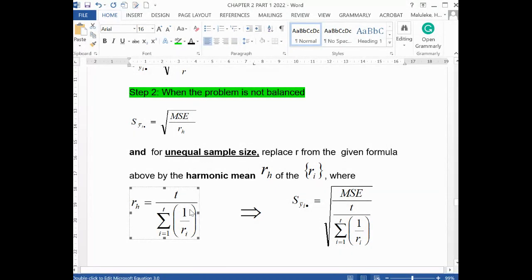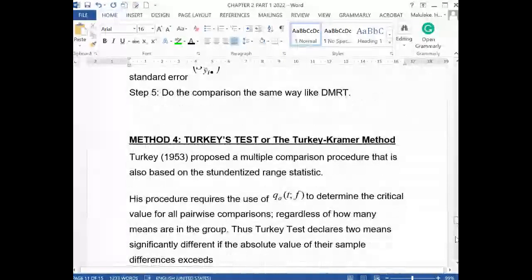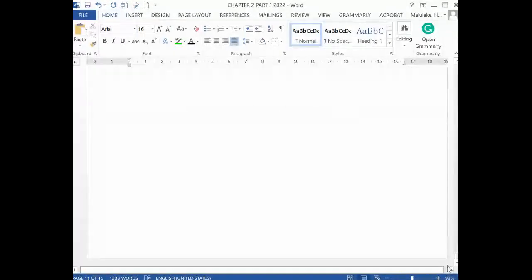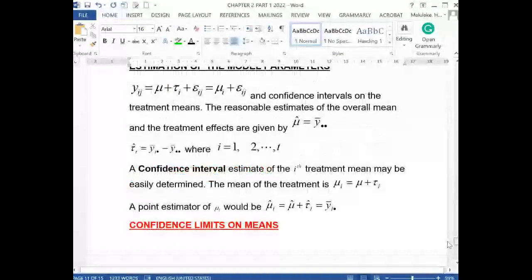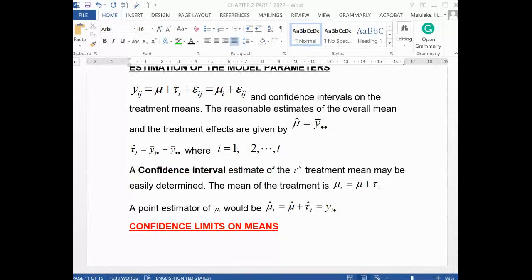Like we have a problem which is not balanced, right? We have a problem which is not balanced from our notes. Do we have it? I'm not sure if we have it here or it's from the tutorial. It's the tutorial question, right? I think we have one question which is not balanced.